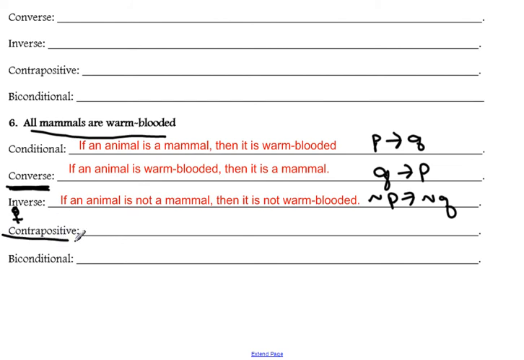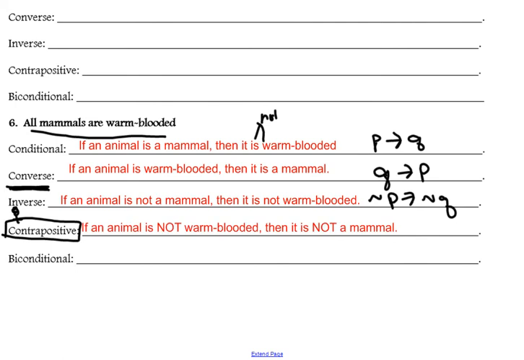The contrapositive, that's our big complicated word, so we're going to make the statement complicated. We're going to first flip the original conditional, and then we're going to negate the hypothesis and conclusion. So original conditional was the animal is not warm-blooded. We're going to flip that. So it should say, if an animal is not warm-blooded, then it is not a mammal.